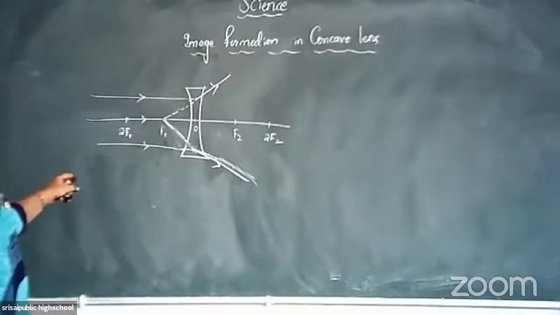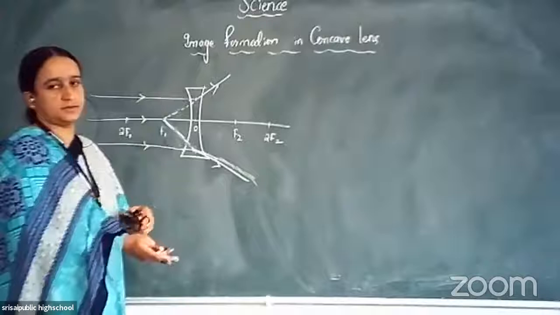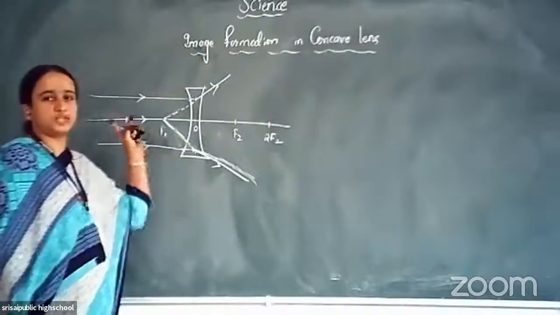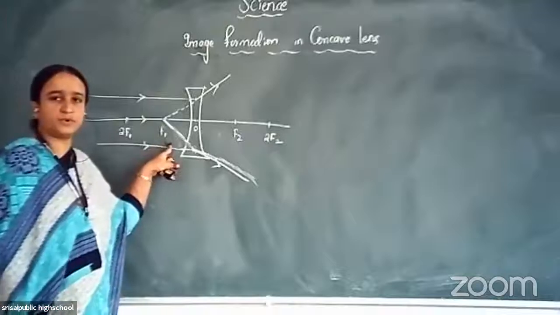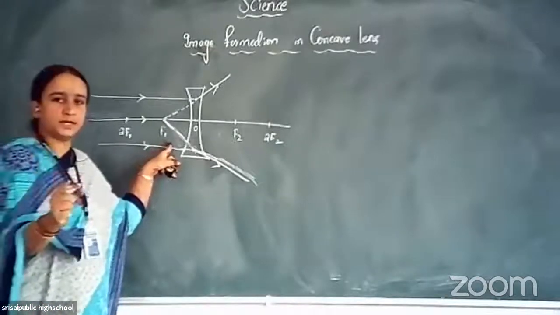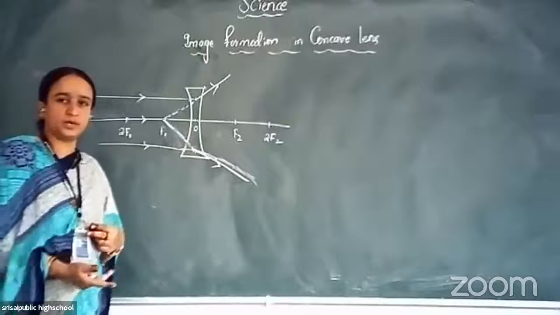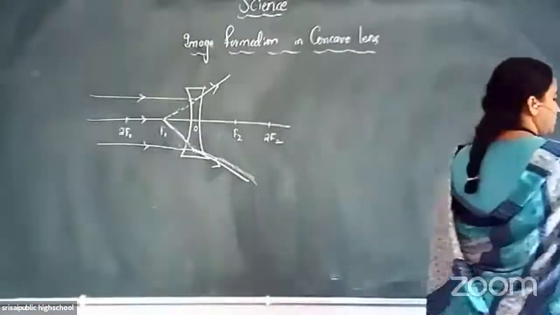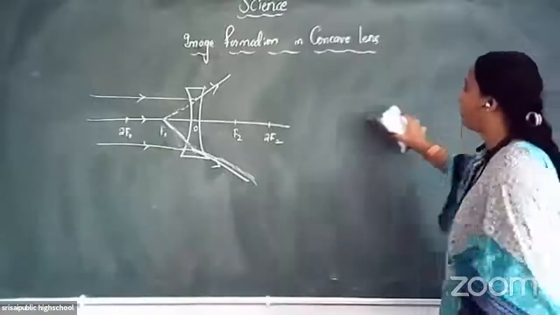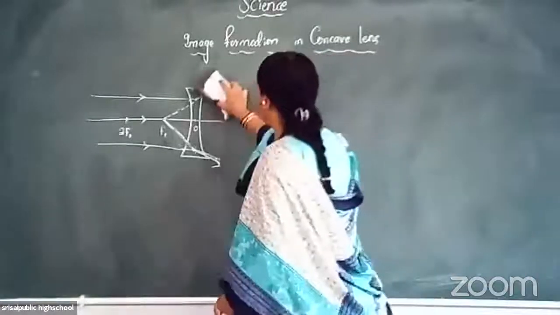This was the first case. The object was at infinity. At infinity, the image was formed at the principal focus. The size was highly diminished. The nature was virtual and erect. Now let us consider the second case. In the second case, where are you going to imagine the object now? Where do you want to keep the object now?